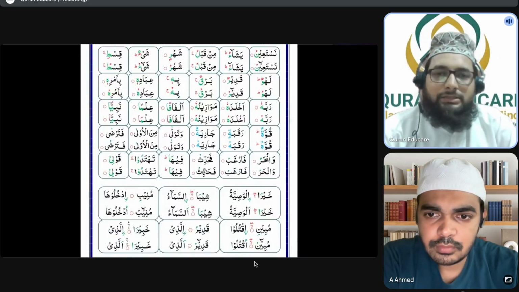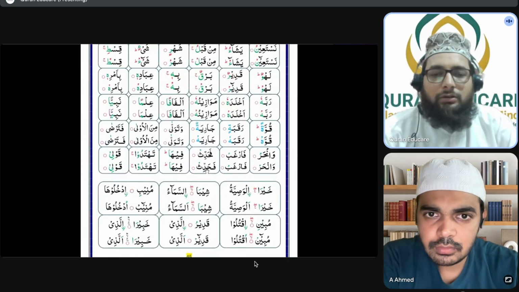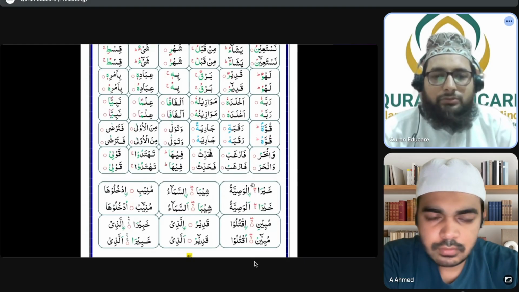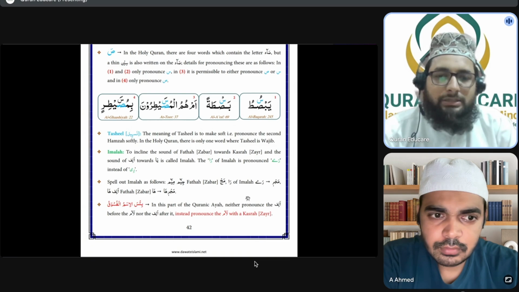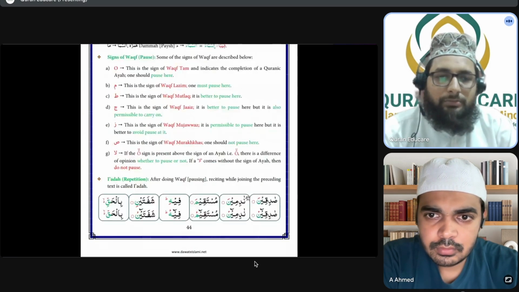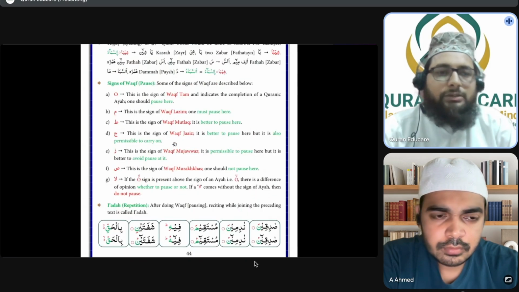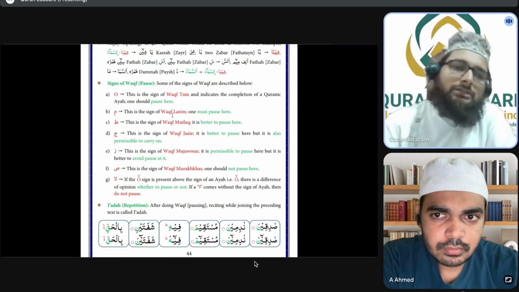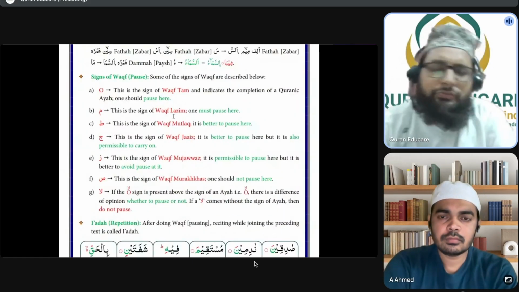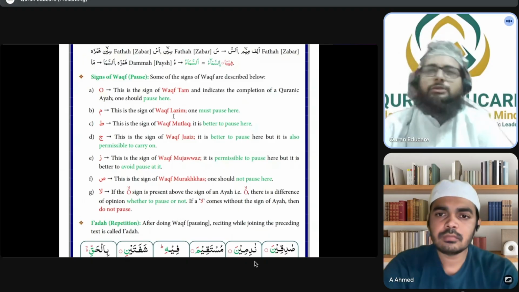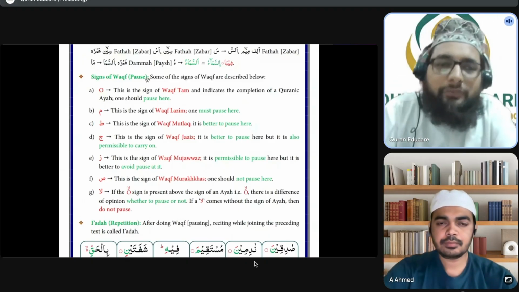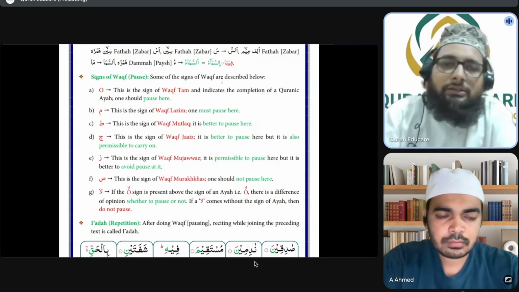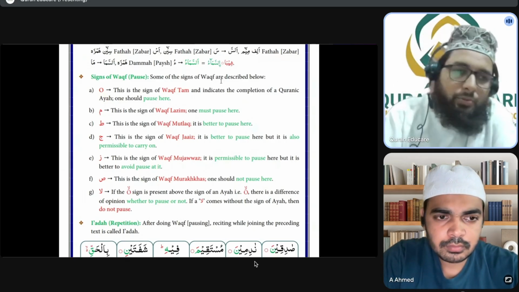So these were the simple rules. Now here's the concept of nun qutni. I will explain inshallah. Before explaining the nun qutni, let me tell you about the signs, important signs. Reciters are mostly confused about where we should stop, where we should continue, and where we should not stop. So here are the signs of waqf. Some of the signs of waqf are described below.